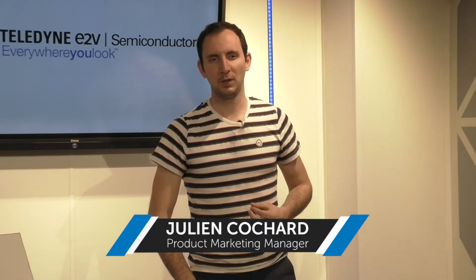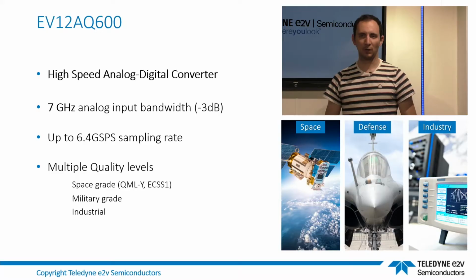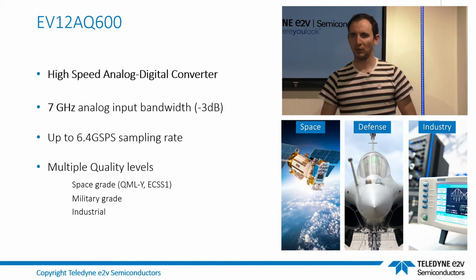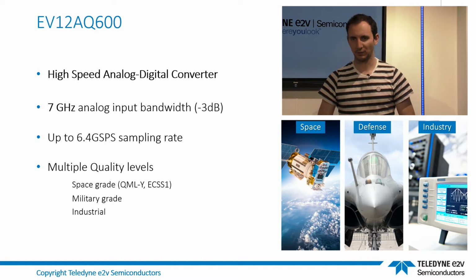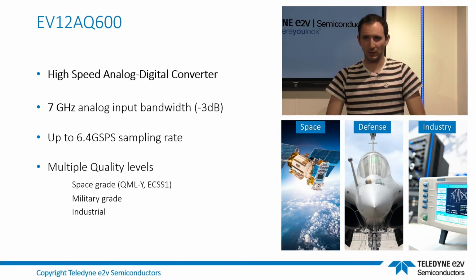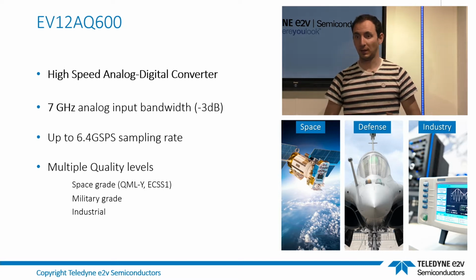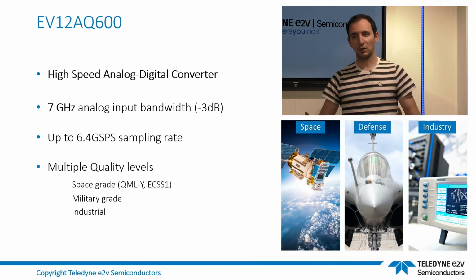In this video, I would like to tell you about one thing that we are doing to help you design cost-effective and flexible RF receivers. What I want to tell you about is a feature that is embedded in our latest product, the EV12AQ600. The EV12AQ600 is an analog to digital converter, C-band capable, with a sampling rate up to 6.4 gigasamples per second. It can be used in radar systems, satellite communications, time domain applications, and many others.